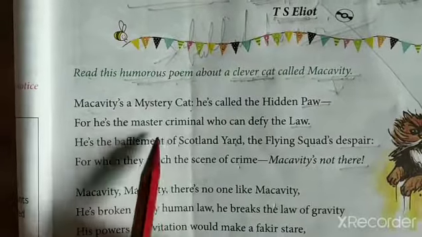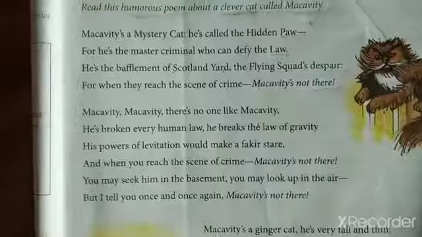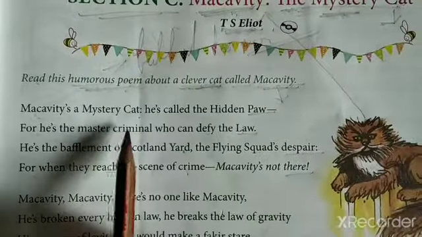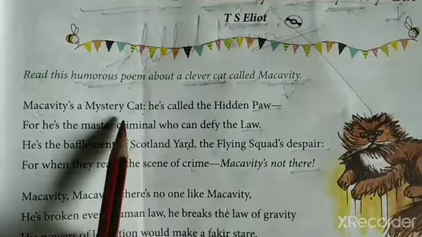I will explain the first stanza to you and then all the remaining stanzas one by one, and we will see the hard words also at the same time tomorrow.